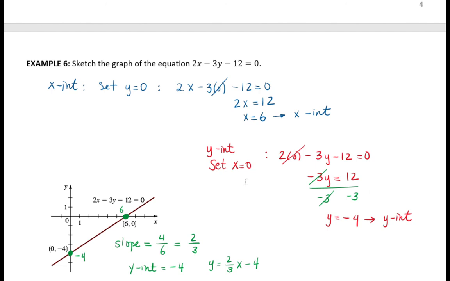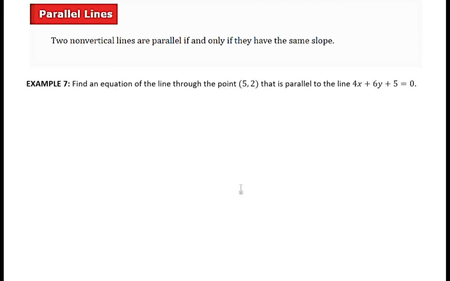Now the next one is the parallel lines. Parallel lines have the same slope. So for these type of problems, folks, don't forget, whenever you see two lines parallel, they have the same slope. For example here, it says find an equation of the line through (5, 2) and parallel to the line 4x plus 6y plus 5 equals 0. So I have to solve this first for y to get the slope. So I need to find the slope-intercept form.